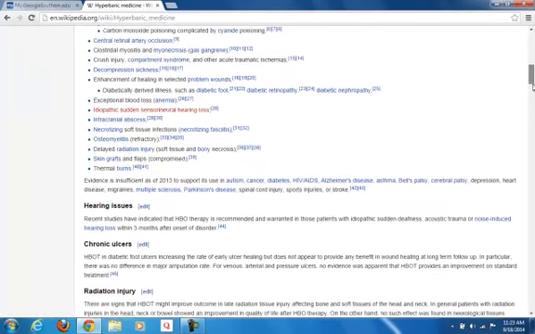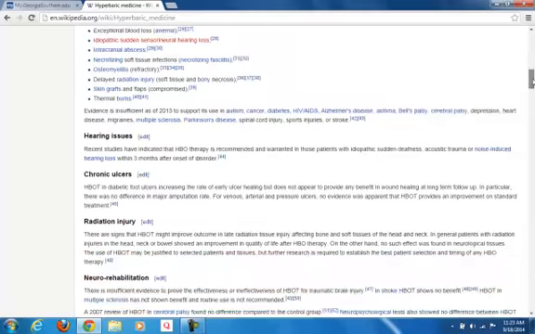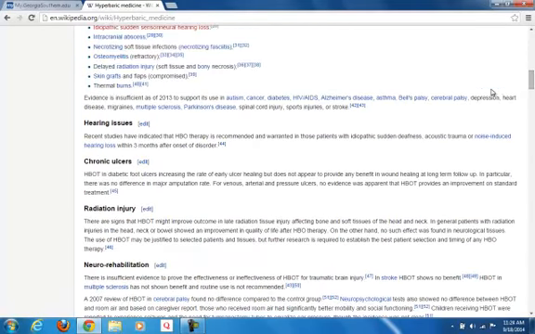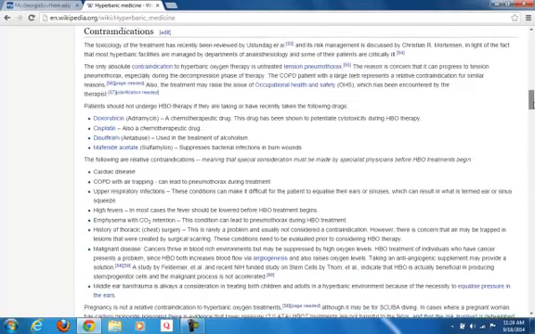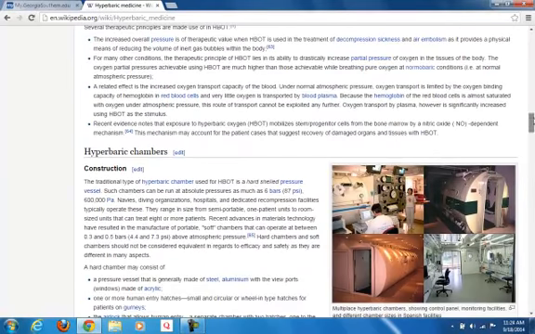It's interesting that this says that patients who have hearing issues might have help from the hyperbaric chambers, and just continue on with all the things. Okay, now that I got kind of an idea, and oh, here we go.